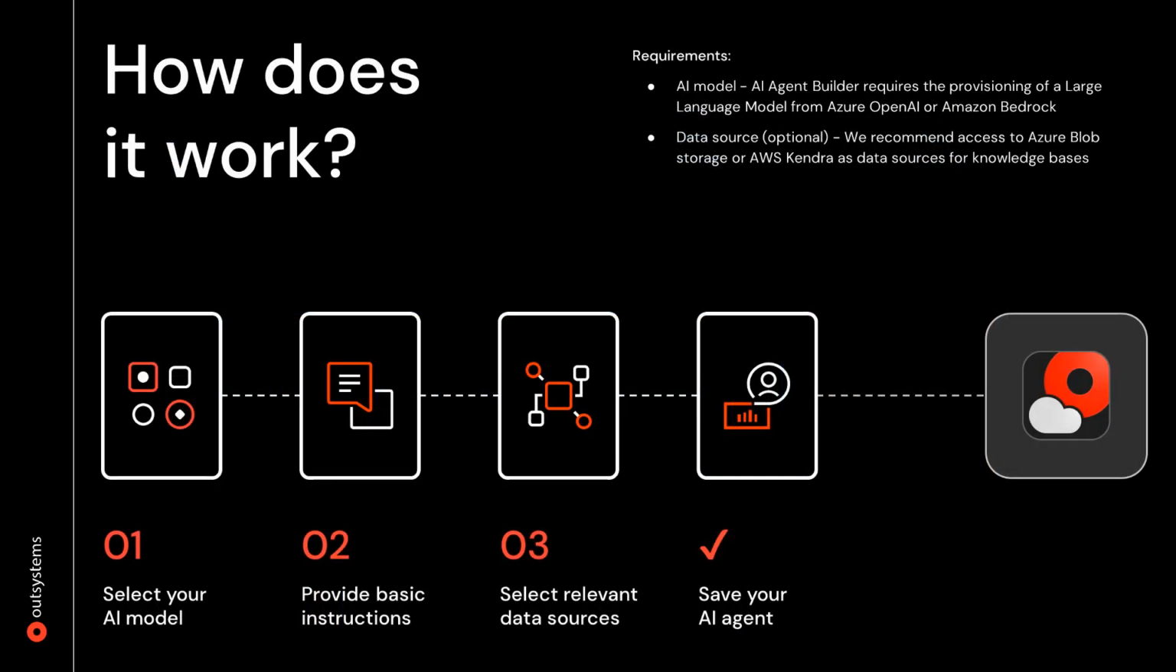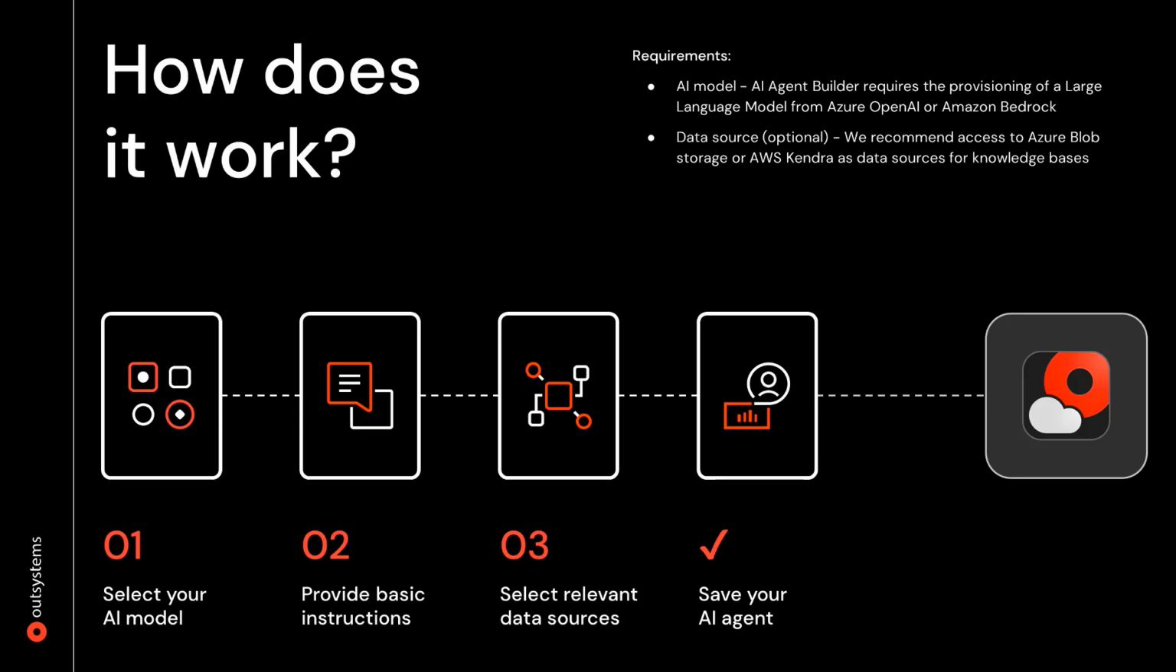You'll select from the AI models currently available, which include Azure OpenAI or AWS Bedrock. In the second step, you can provide basic instructions to tell your agent what to do in natural language. For example, you may be a friendly customer support agent, and your task is to respond to customers' issues. You want to make sure that your reply is informative, professional, and it resolves the customer's query efficiently. In the third step of the process, you can select any relevant data sources hosted on Azure or AWS. This enables the AI agent to deliver relevant and personalized responses to its users.